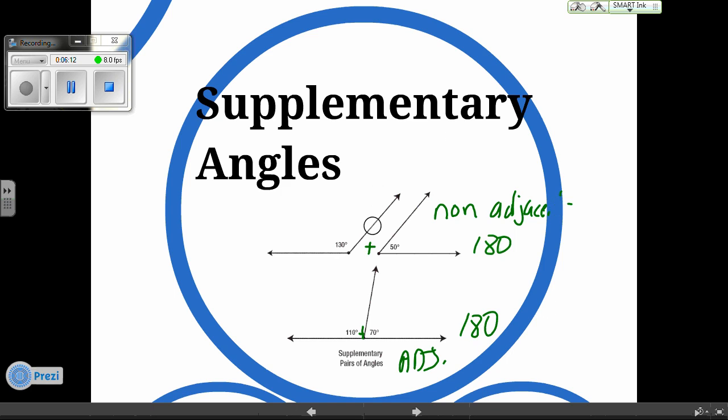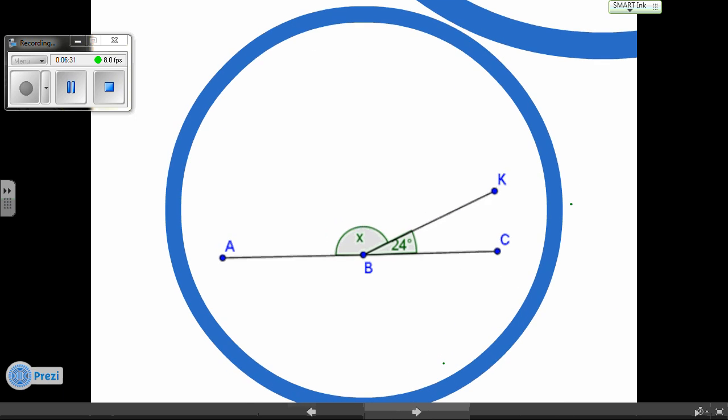And we can see in this case that they're non-adjacent in the top picture, and they are adjacent in the bottom. And we also call this bottom one here a linear pair when they're adjacent. They get a special name. Here we have a linear pair, they're supplementary, and again I should know that they sum to 180. Why? Because this side and this other non-common side here form opposite rays which form a straight angle, which is 180. And so x plus 24 should equal 180.